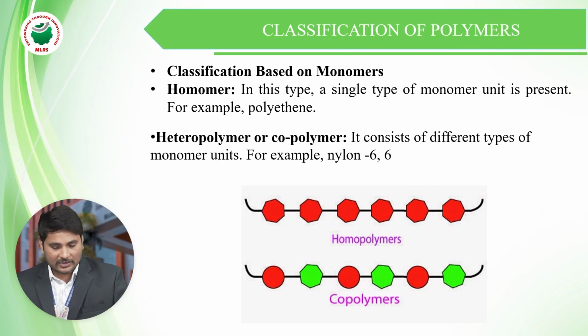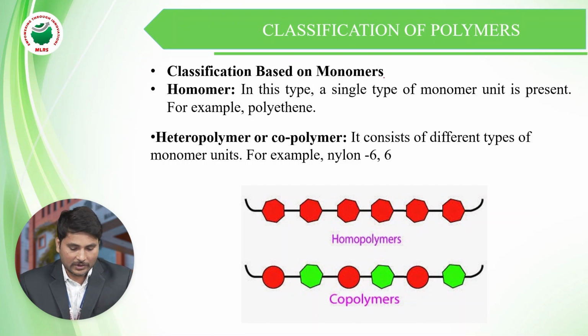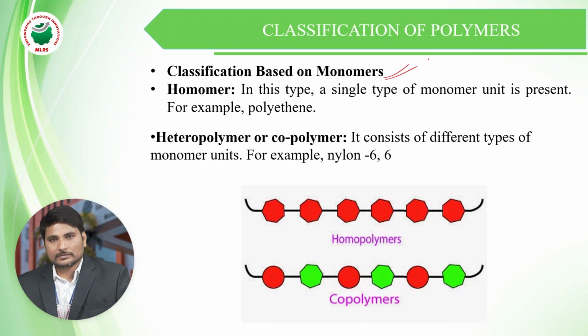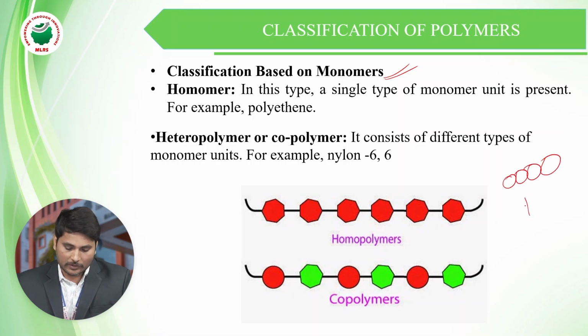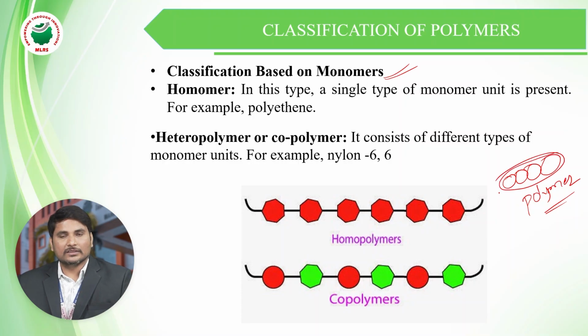Before going to that, here is another type of classification we have. This is based on the monomers. Already you know that by the linkage of monomers together, we get a polymer. These monomers again are of two types. One is homomonomer, and the second one is heteromonomer or copolymer.